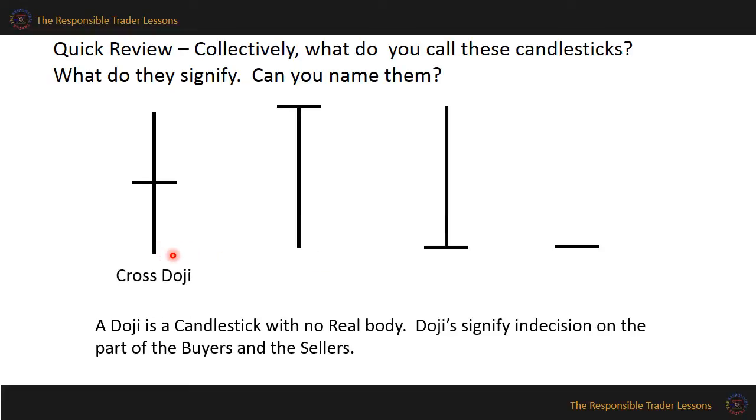The first one is a cross doji. The next one is a dragonfly doji. The third one is a gravestone doji. And the last one is a four price doji.